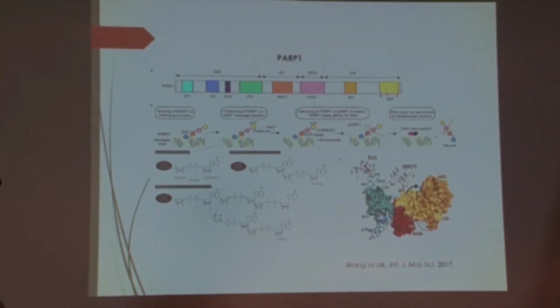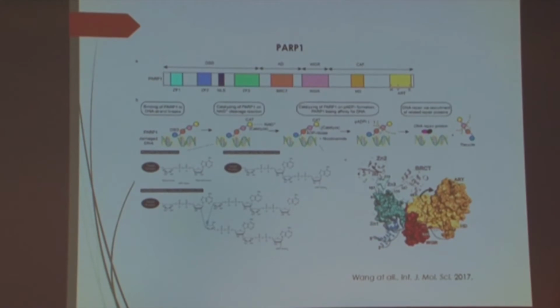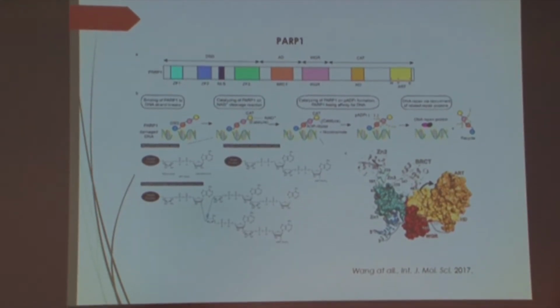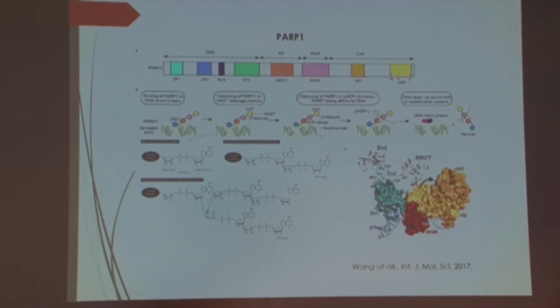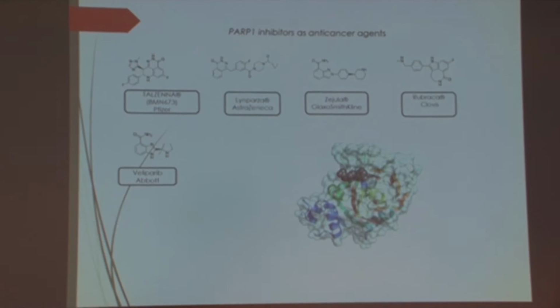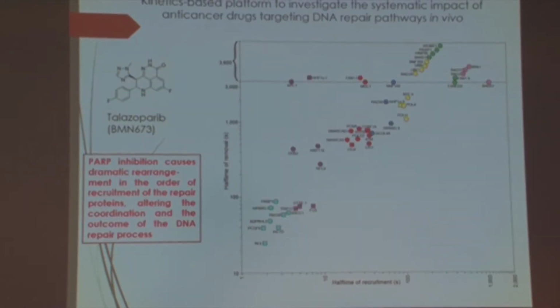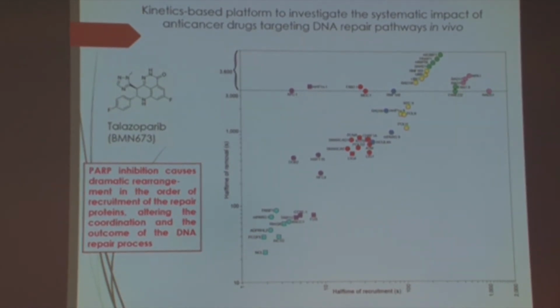When we had the kinetics of these proteins, we decided to see if it's possible to test anti-cancer drugs on the basis of the kinetics of the recruitment of DNA repair proteins, because some anti-cancer drugs target DNA repair. Such anti-cancer drugs are PARP inhibitors, and several of them are already on the market. What we tested is the PARP inhibitor talazoparib.